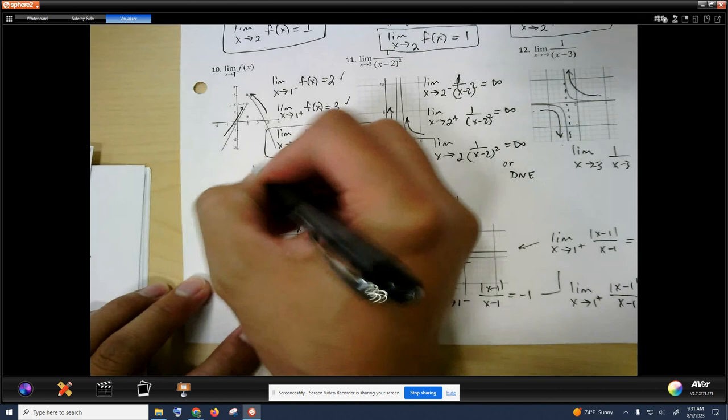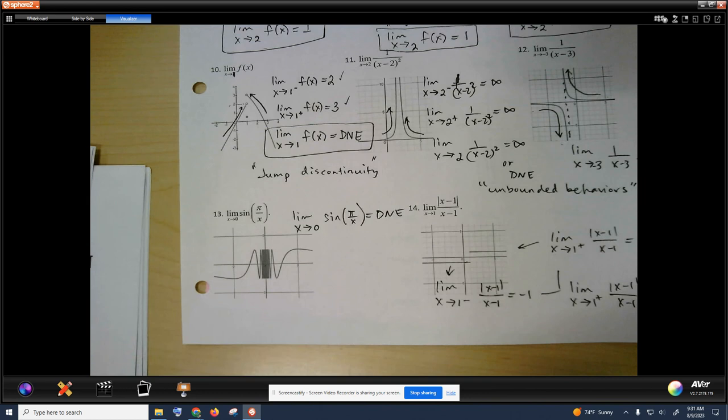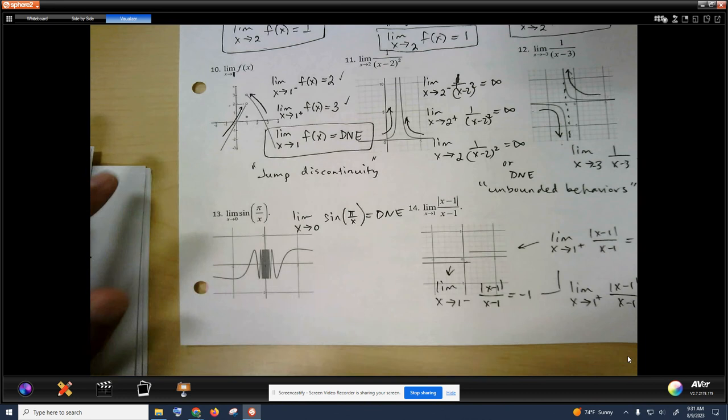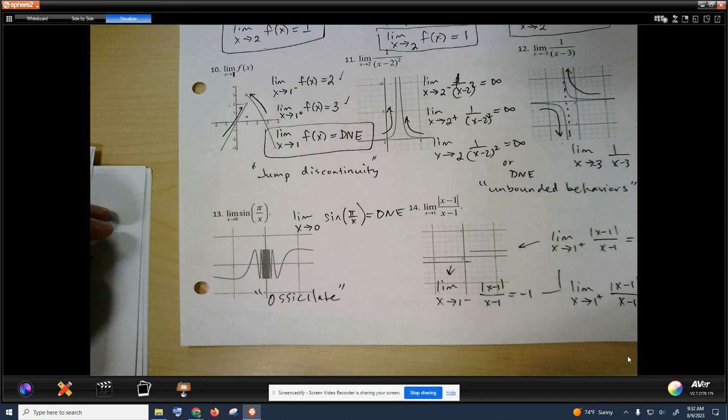These are asymptotes, or our book calls them the unbounded behavior. You take a look at the graph, right at that spot there's an asymptote. It's not bounded, so it's going to go up or down forever, and the limit won't exist for those. And then sometimes it's not a jump discontinuity or an asymptote. These are just graphs that oscillate. They have this oscillating behavior, and that also causes the limit to not exist.